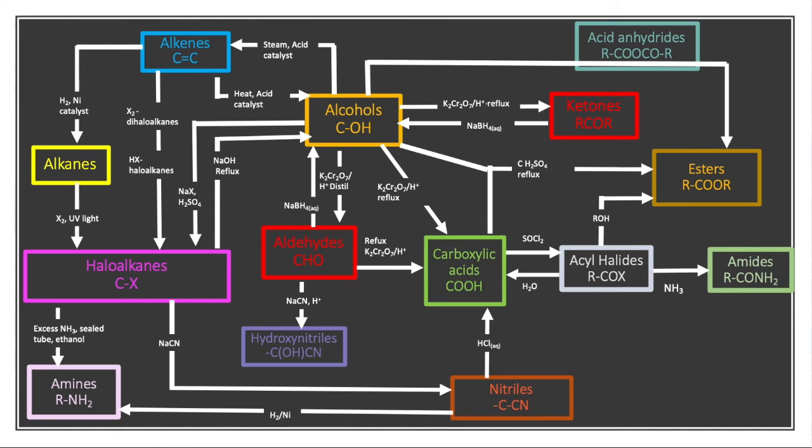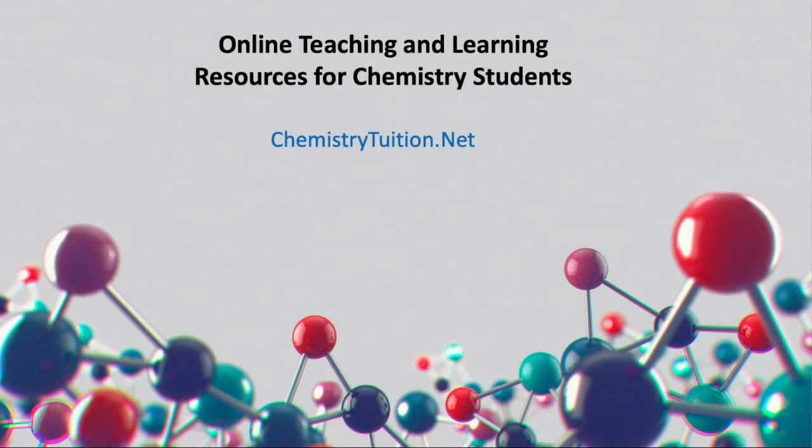And we can also make amides by reacting acyl halides with ammonia. And if we choose to use an amine instead, we can also make an amide which is N-substituted. So that's a summary of the synthetic routes that we've met at A2.